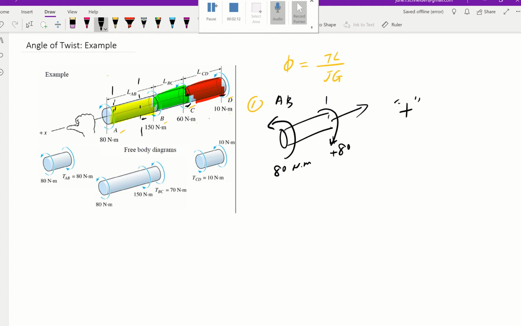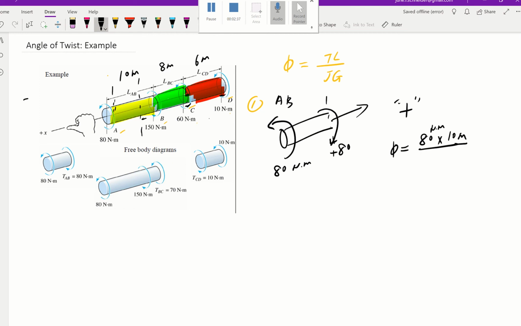Then putting into this equation for phi for this segment, we will have 80 and L. L here I'm assuming is going to be 10 meter for AB, BC is going to be 8 meter, and CD is 6 meter. So it's going to be times 10 meter, and this 80 is Newton meter. Then we're going to divide it by J.